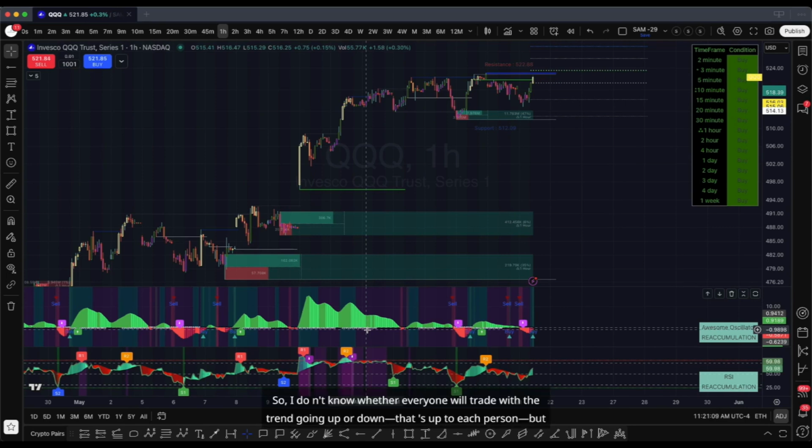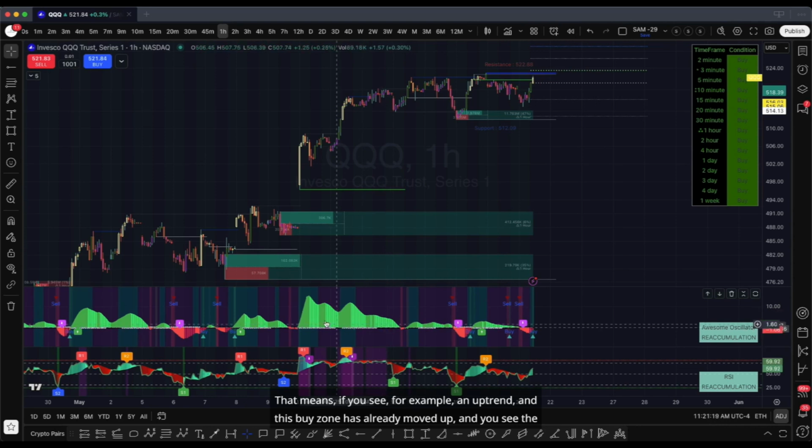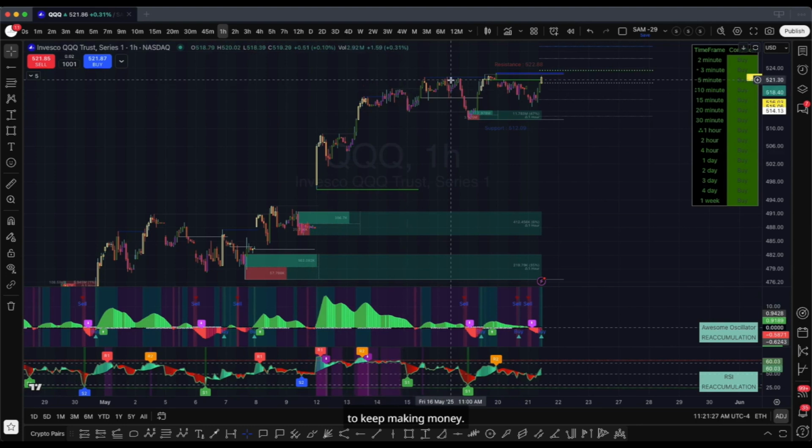So I don't know whether everyone will trade with the trend going up or down. That's up to each person, but this black area is the swing zone. That means if you see, for example, an uptrend and this buy zone has already moved up and you see the black area is down here, then let's say you enter a position, you can hold that position to keep profiting, to keep making money.